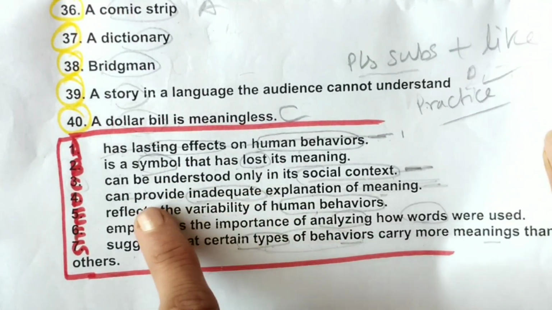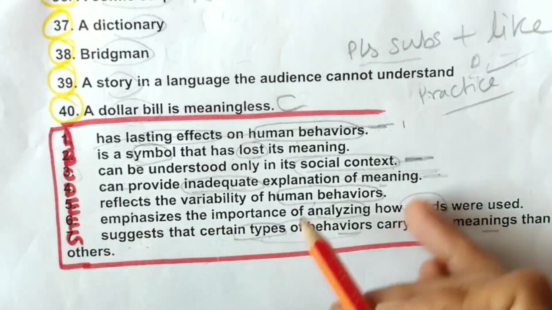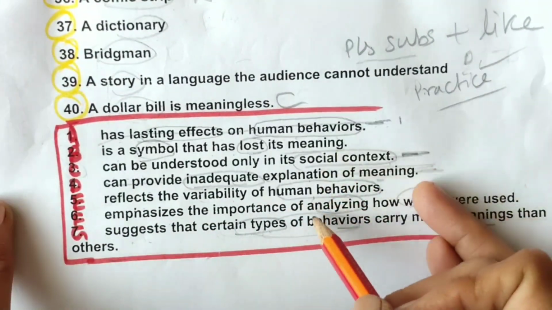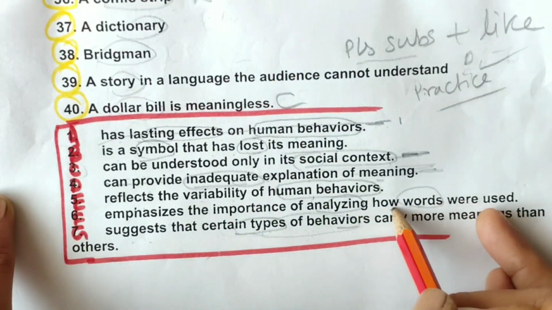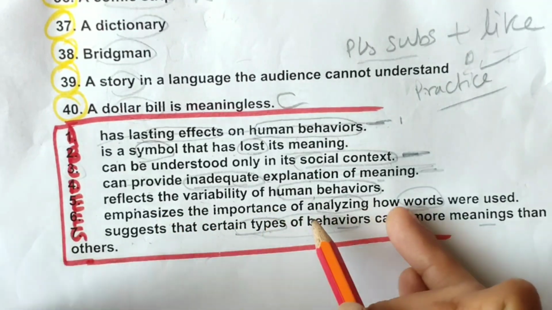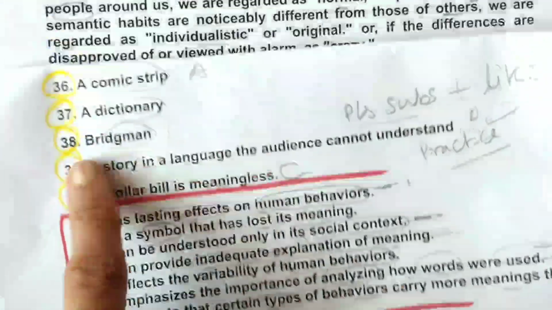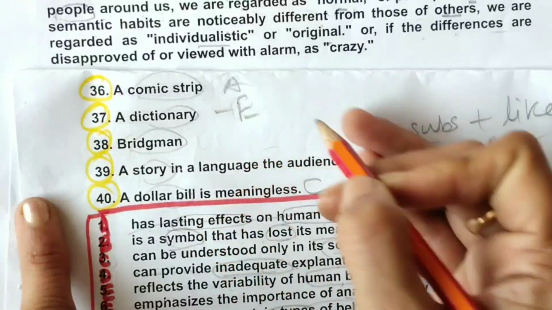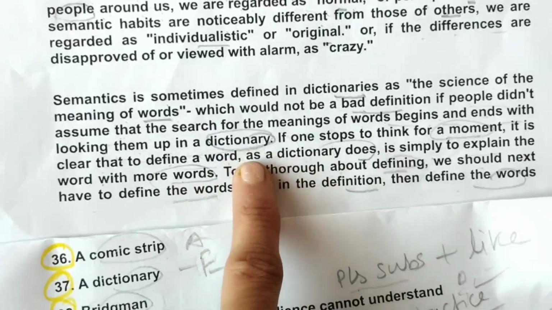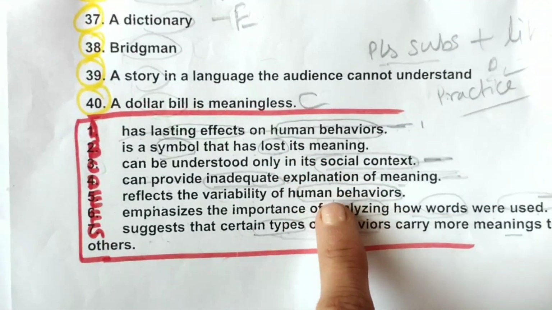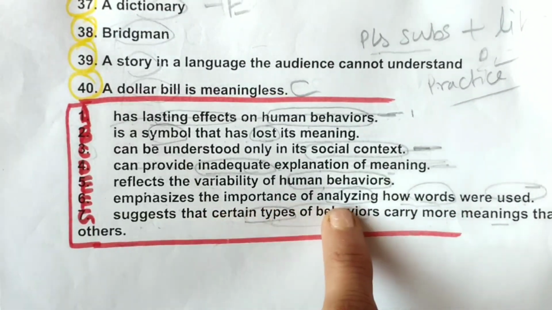Human behavior can be understood, can provide inadequate explanation of the meaning, reflects the way. No, I think in two or three options they are talking only about human behaviors, they are talking about social context. I think words kind of thing they are talking about here, emphasize the importance of analyzing how words are used. So we can also use it for dictionary, that is E number. Okay, because everywhere they are talking about human behavior. So in this paragraph, no human behaviors, no social context, nothing was there. Okay, so this is left and exactly it is matching with that.